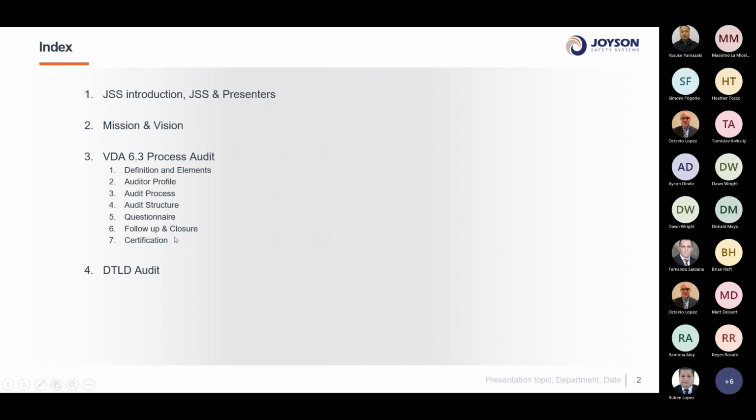We will let you know the 9 elements, or the 9 tabs, that the Excel file includes, and give a general overview of that questionnaire. We will explain the plan for follow-up and closure, and if required, training or certification for this type of audit. In addition, my colleague Fernando will provide you with all the required D-TLD information. Same structure.